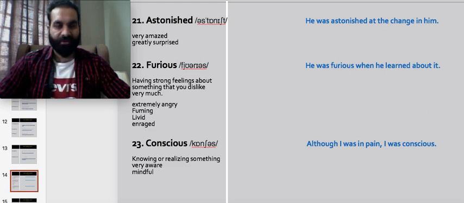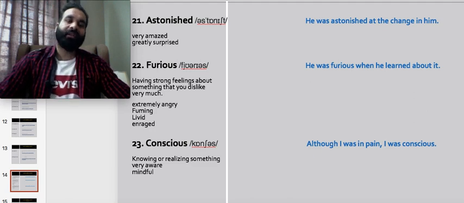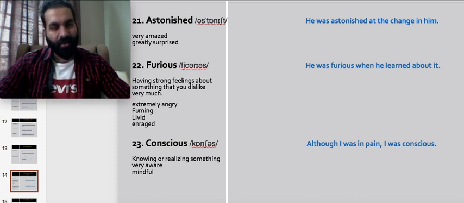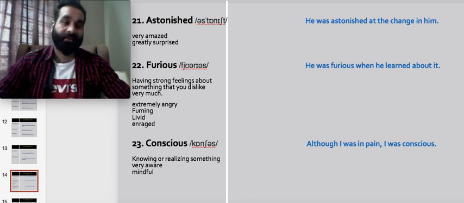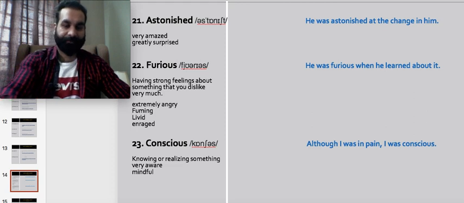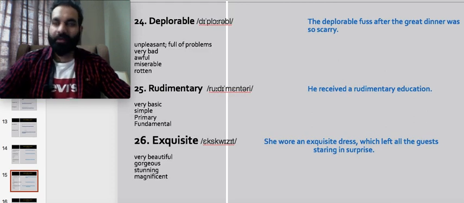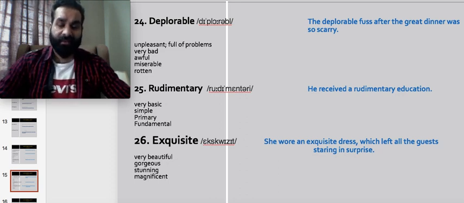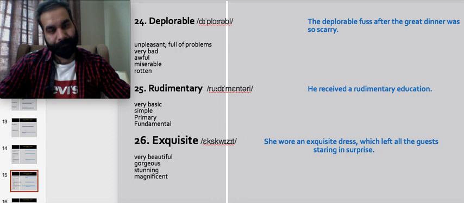The next word is conscious. Knowing or realizing something, very aware, or you're mindful of something. Although I was in pain, I was conscious. And the opposite of this will be unconscious. Let's move on. If you're still struggling to understand that, I would request you to go for the word formation process, that is how do we make words? You will find different methods in that. You will learn it even better if you know the word formation process.